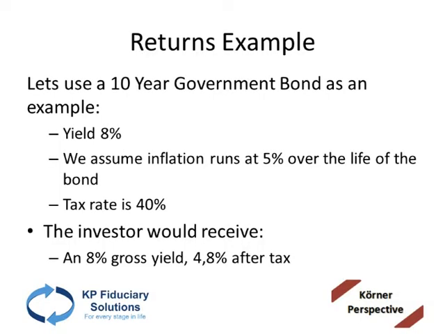If we say take a 10-year government bond, let's say that the government bond then yields 8%, or the coupon payable is 8%. After tax, we would receive 4.8% return, and if we then bring 5% inflation into the mix, it basically shows that we are going backwards in real terms.